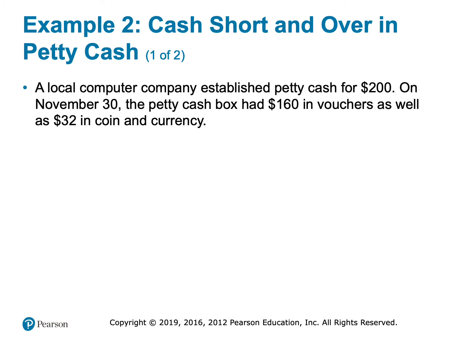So here, let's look at another example. We established a petty cash fund of $200. On November 30th, the petty cash box had $160 in vouchers and $32 in cash in it. So notice that the petty cash vouchers and cash only add up to $192. But we said that there should be $200. So somebody made a mistake somewhere. Either they forgot to record a voucher or they accidentally gave out too much money or something, because we're $8 short in our petty cash fund.